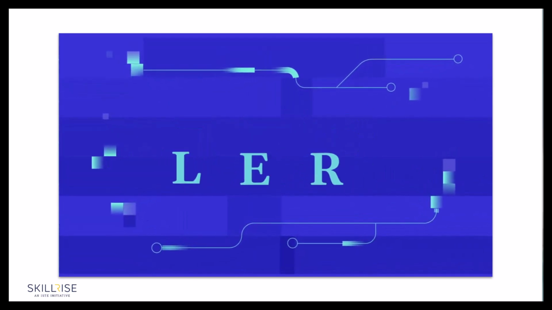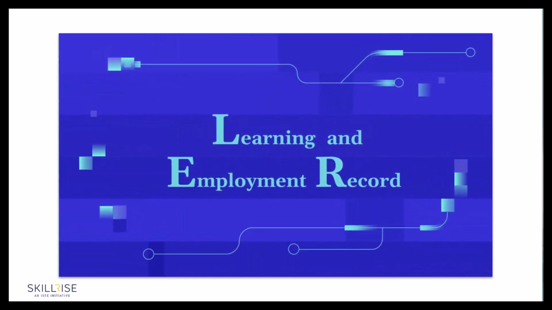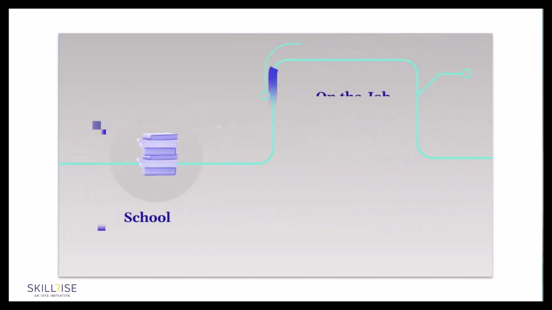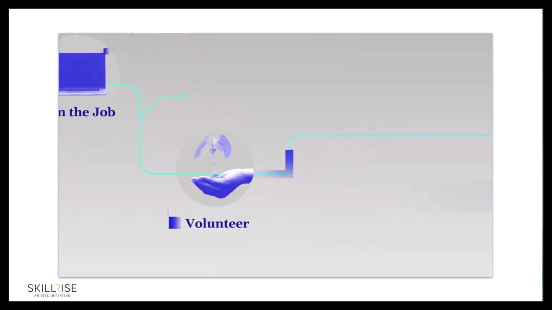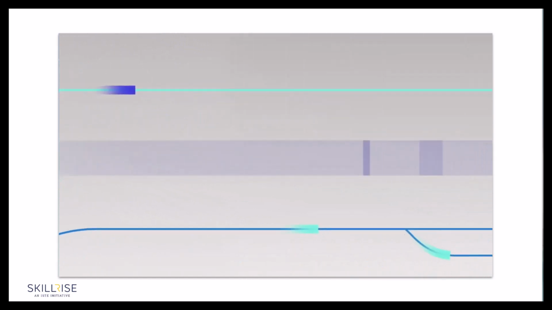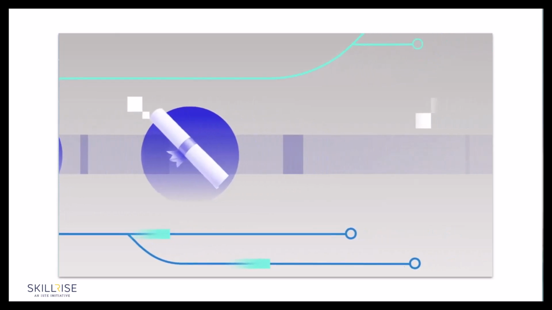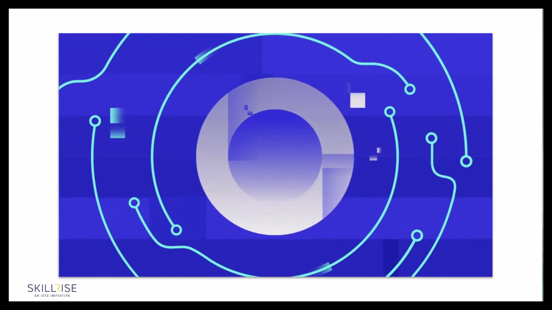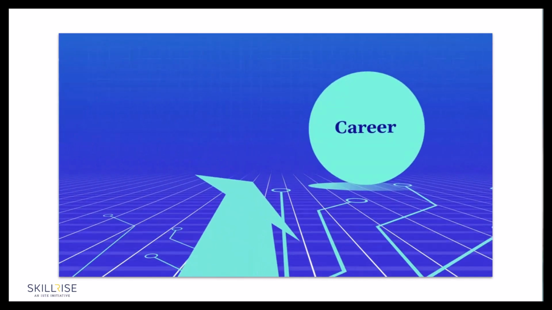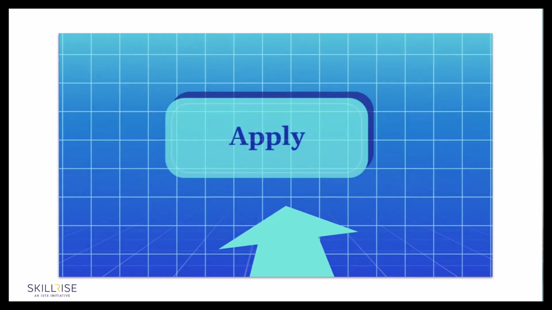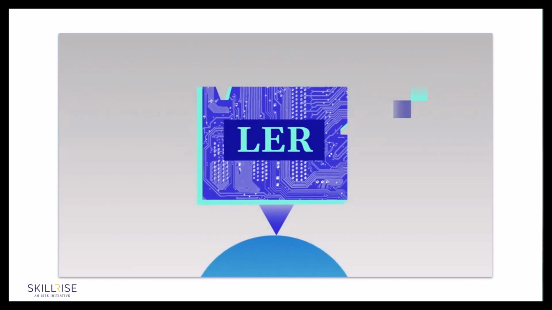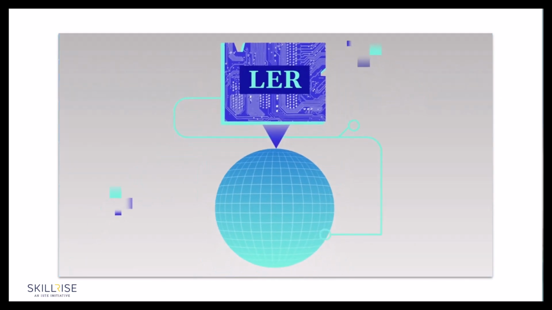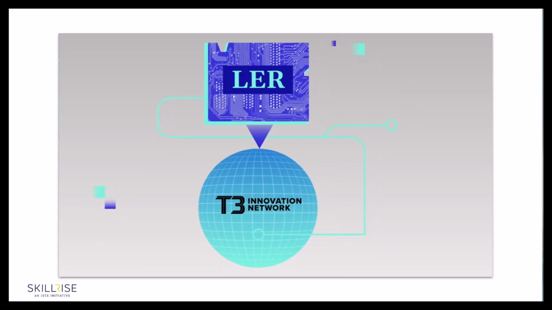An LER, or Learning and Employment Record, is a comprehensive digital record of skills and competencies learned in school, on the job, through volunteer experiences, or in the military. It includes credentials, diplomas, and even employment history. And when all your LERs are combined, it can help you identify training opportunities, explore career paths, and even apply for jobs. Pilot programs for LERs, supported by the T3 Innovation Network, are already underway across the globe. Learn how you can join this movement.